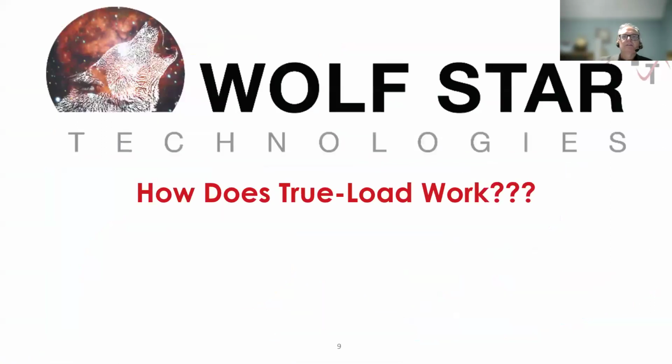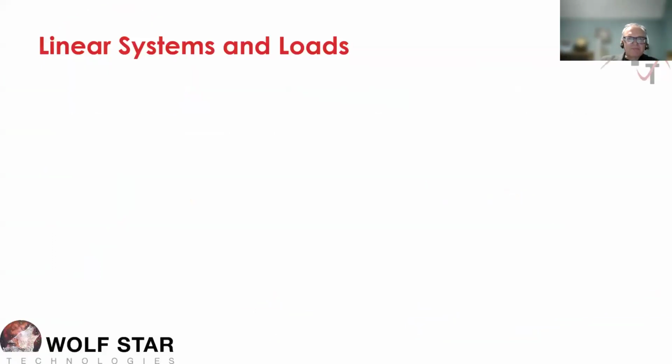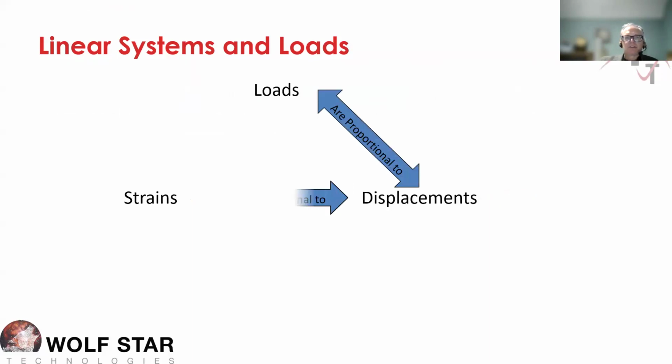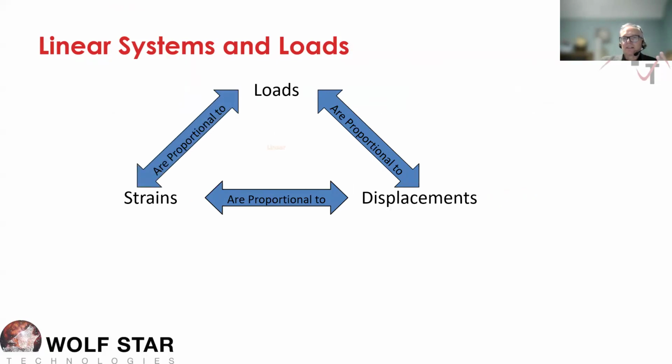Okay. So how does this stuff work? Well, it's all based on linear systems and loads. A linear system is described by where loads are proportional to displacements, displacements are proportional to strains, strains are proportional to loads. That's a linear system. We fully realize everything in life is nonlinear. Okay, we get it. Everything is nonlinear.